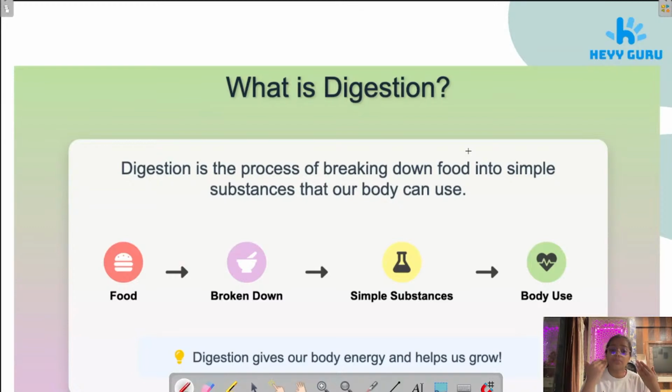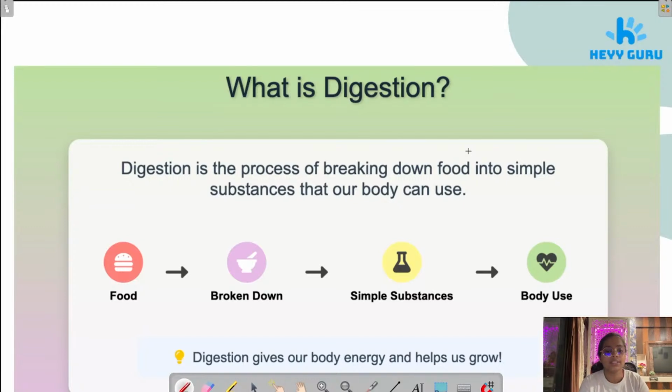It means the process where you are breaking the food using your teeth, then it becomes simple substances which are very useful to our body. And why do we eat food? To get energy, to do any work. You are playing, walking, moving, everything needs energy. So where do we get energy? From food. So this is how food is useful to us, and this process is called digestion.